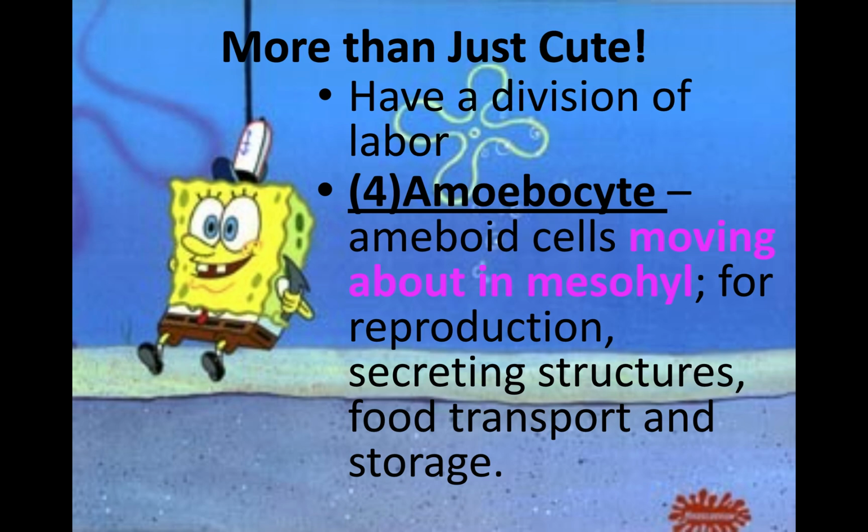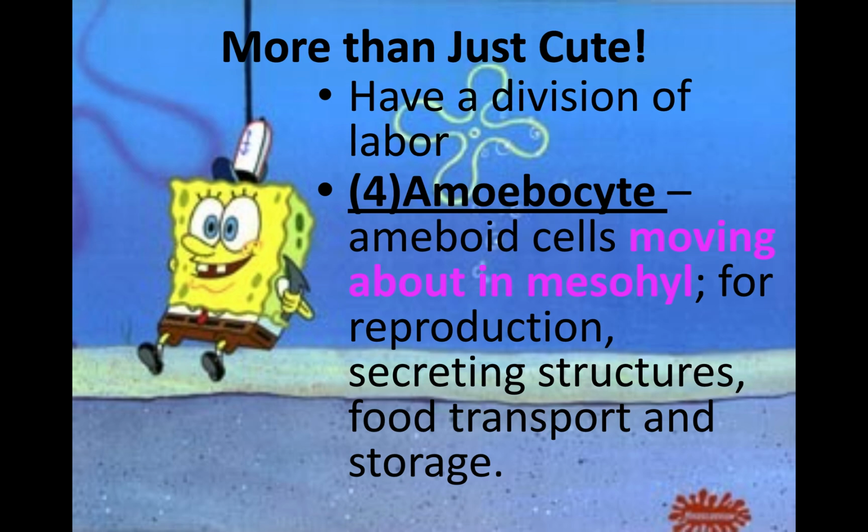Definitely get down: amoebocytes help with reproduction. These are the cells that literally can turn into sperm. They also secrete structures that help out the cell, and they transport food and help with storage. Again, remember, sponges really don't have organs, so the cells kind of take over and try to perform certain things that the sponge needs in order to survive without having organs.